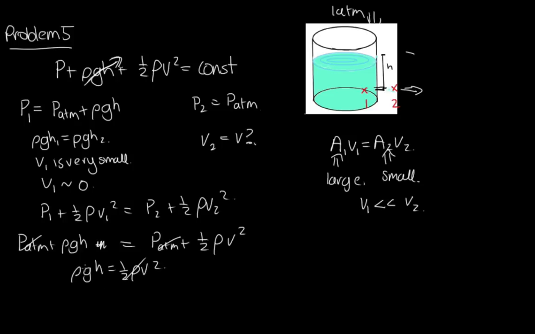So these rho's cancel each other out. And so we've got that V squared is equal to 2GH, and so the velocity is equal to the square root of 2GH. And that is how we can solve that problem. So this is problem 6.